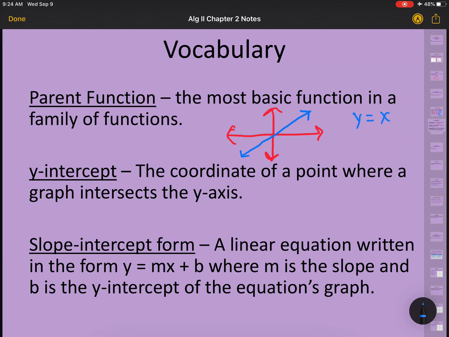Which brings us to y-intercept. The y-intercept is the coordinate of a point where a graph intersects the y-axis. So it meets or touches the y-axis at a specific point. Slope-intercept form is a linear equation written in the form y equals mx plus b. I'm sure you guys have heard that before, where m is the slope and b is the y-intercept of the equation's graph.